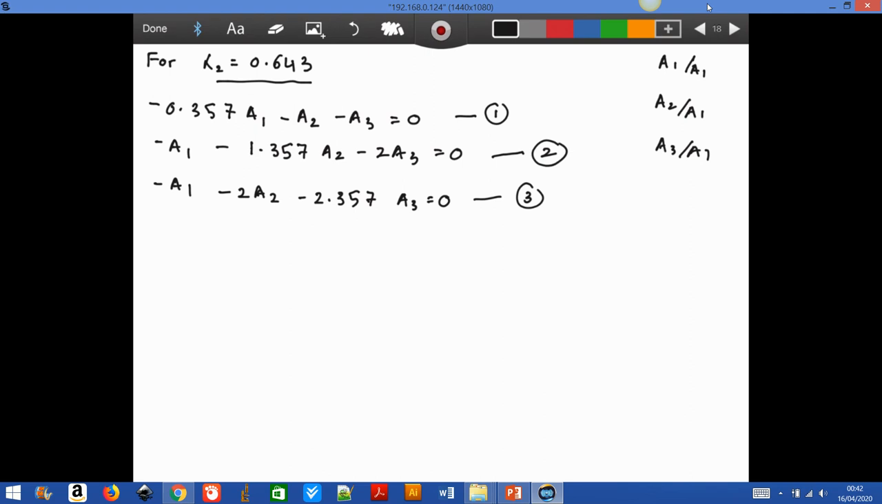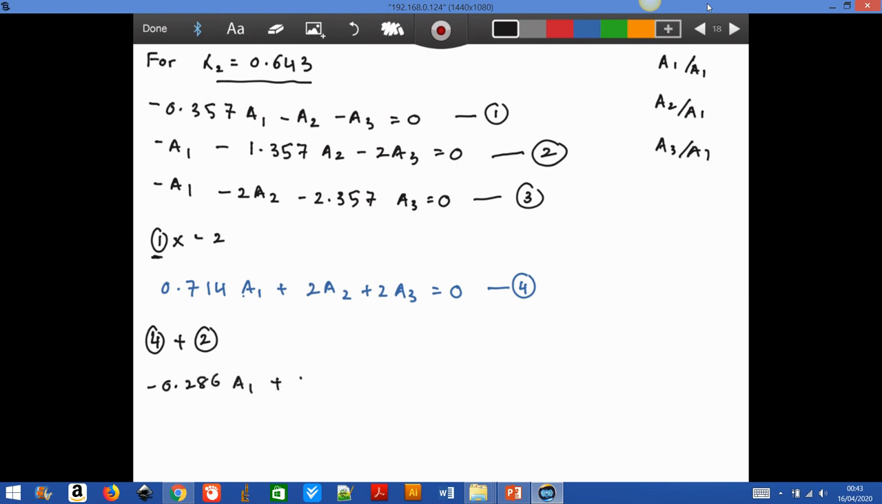So again, use your creativity. What I normally do is multiply the first equation by minus 2, and I will get +2a2 + 2a3 = 0. I write it as the fourth equation. So in order to get the ratio, equation 4 plus equation 2, I will get -0.286 a1 + 0.643 a2 = 0.